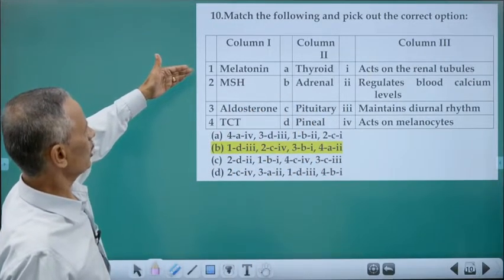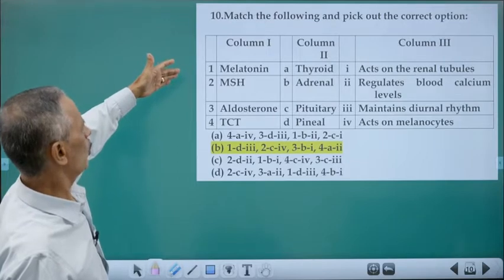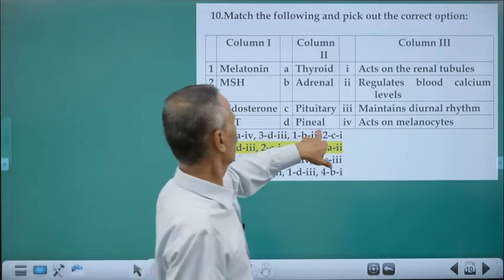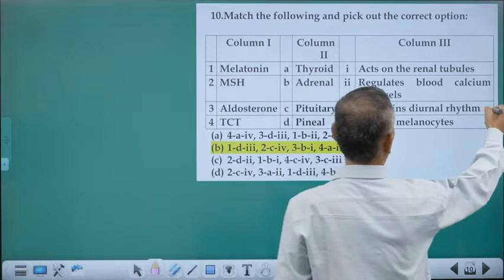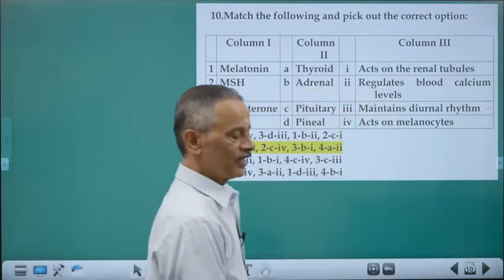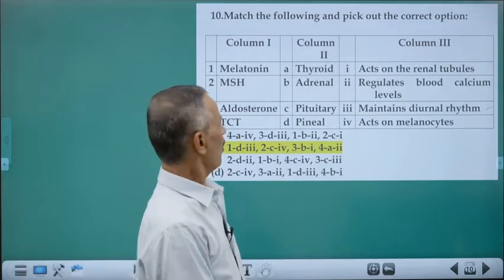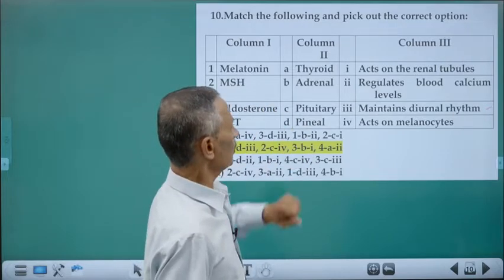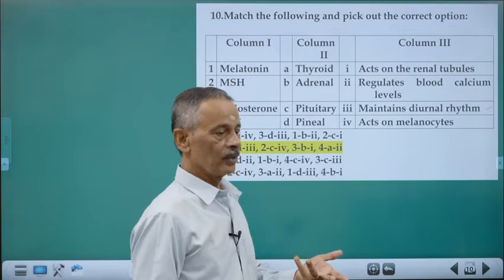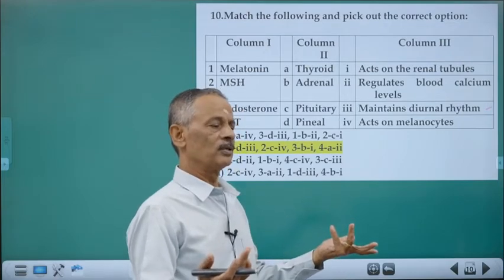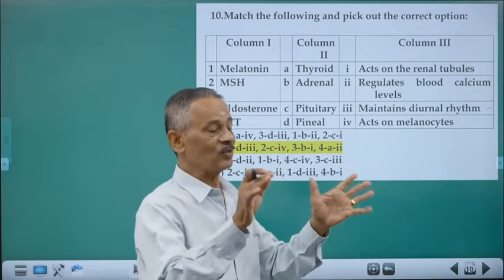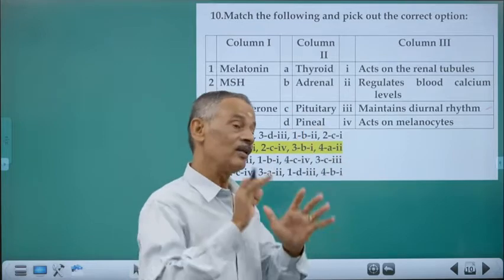Melatonin. What is this melatonin? Melatonin is a hormone that is responsible for the maintenance of diurnal rhythm. It is sleep-inducing. It is produced by the pineal body, and when the pineal body is activated, melatonin is produced. Melatonin is suppressed by light. That is why normally in daylight, we won't be sleeping.